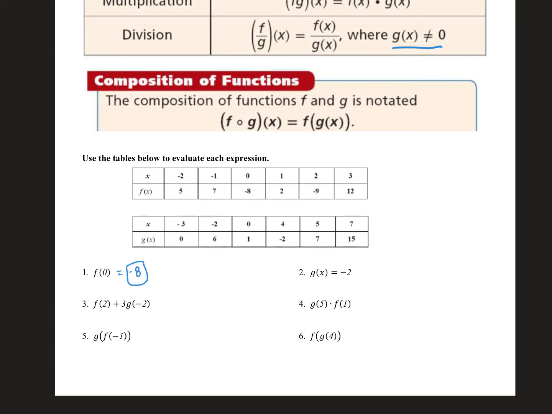Number 2, g of x equals -2. So this time they're saying my output value is -2. So 1 is my output value, -2, when x is 4.